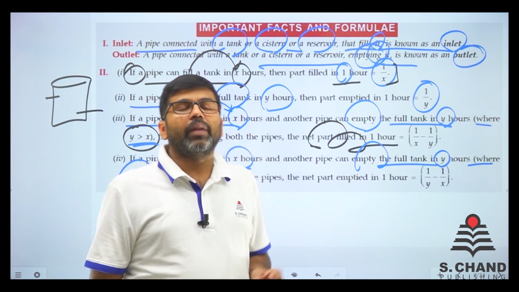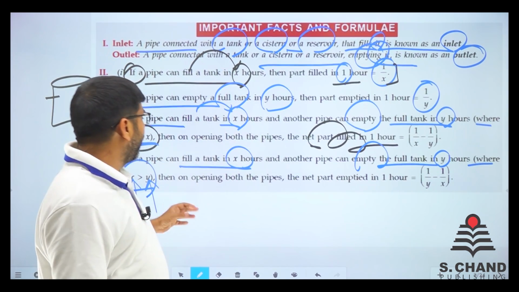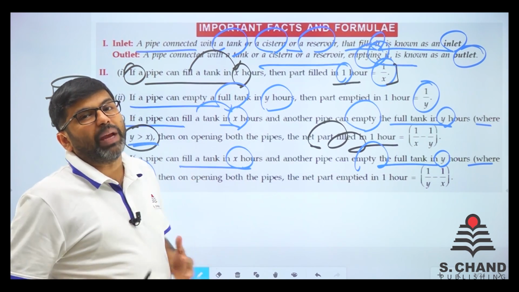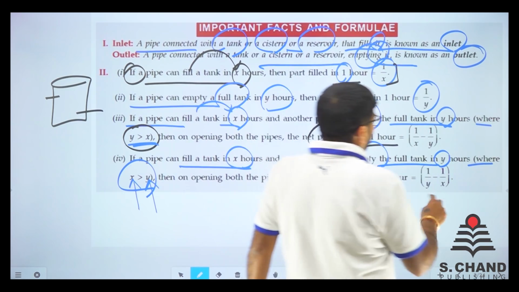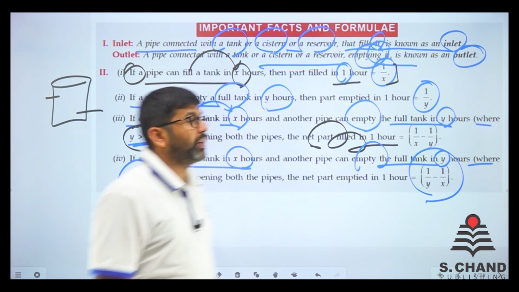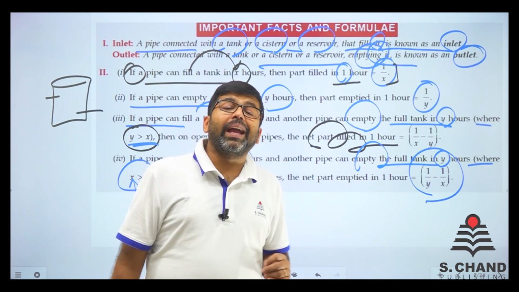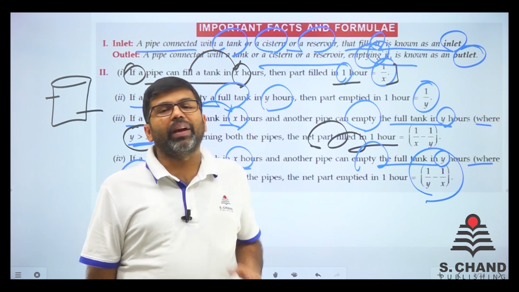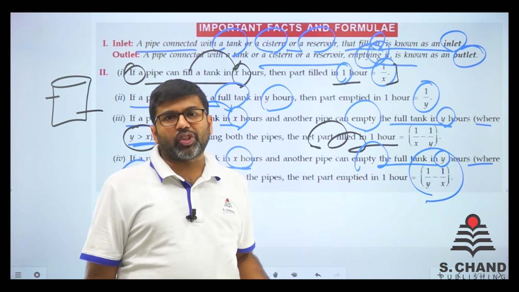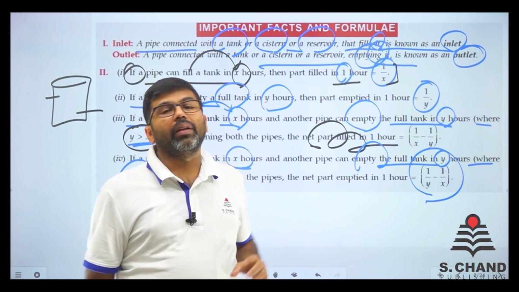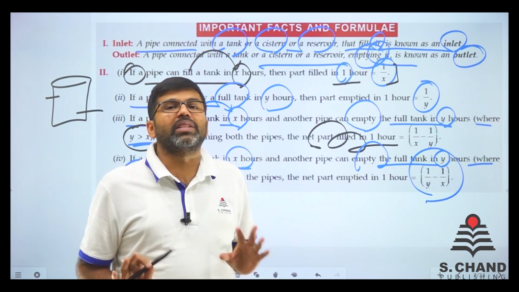If it is like that, that means what? If we open both the pipes at a time, then the empty part will be 1 by y minus 1 by x, right? So in this way, this is the basic concept, and I tell you my friends, all the questions here will be done as per this basic concept only.